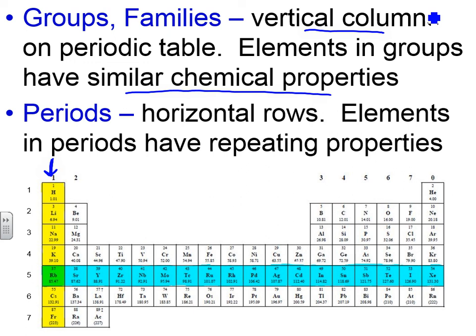A period then is a horizontal row, so here in blue is the horizontal row, period 5 in blue, and each period has repeating properties. As you go across the period, you'll see the properties eventually repeat. Now, the periodic table is broken up into 3 sections usually.